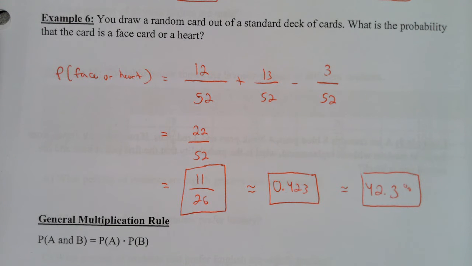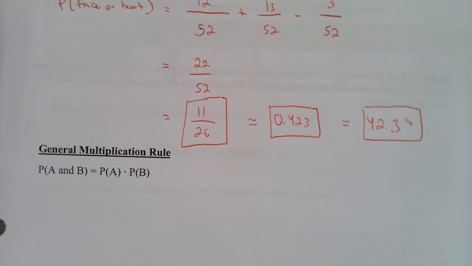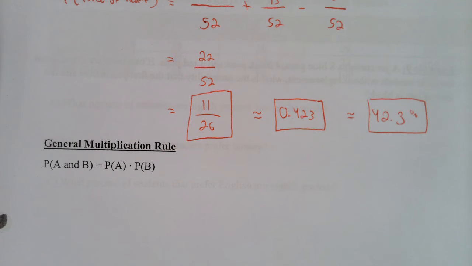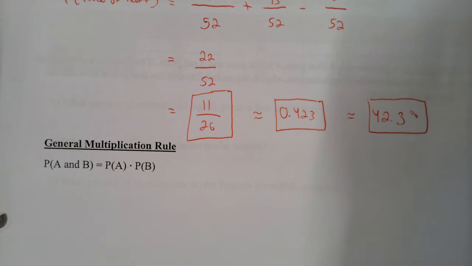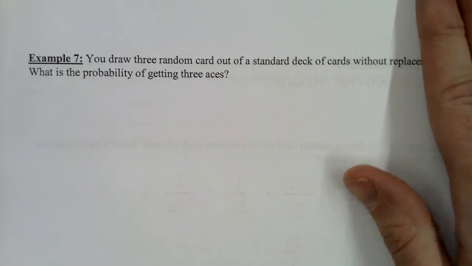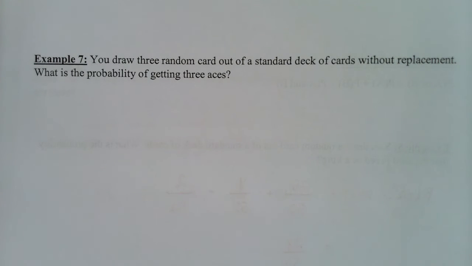Next up is the general multiplication rule. It says the probability of A and B both happening equals the probability of A times the probability of B. Okay. So now let's do some examples based off of this. Example 7. You draw 3 random cards out of a deck of cards without replacement. That means you take one out and you leave it out. You don't put it back in. You take it out, you leave it out. What's the probability of getting 3 aces?